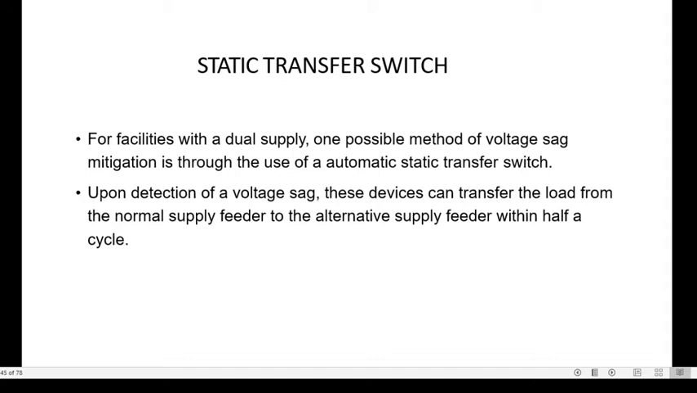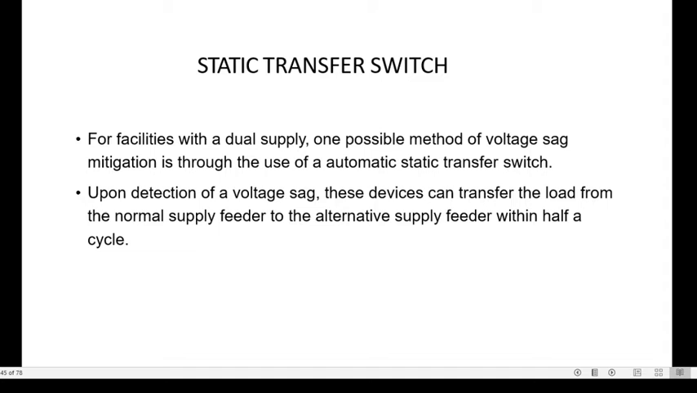We are discussing our unit number 2, that is voltage sag, in which we are discussing the voltage sag mitigation techniques. So far, we have discussed CVT, constant voltage transformer, also ferro resonant transformer. Today, we shall discuss about the static transfer switch.